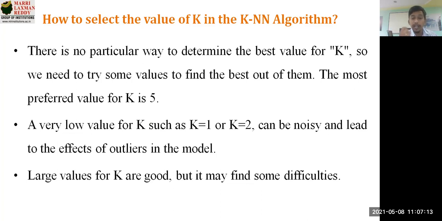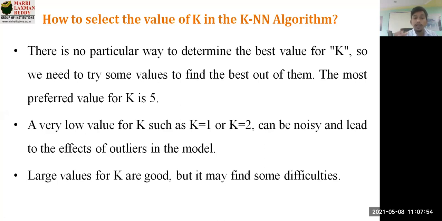Among these, why did I select the value of k as 5? There is no particular rule for why we should select 5, but you need to keep a trial: take k equal to 1, then k equal to 3, k equal to 5, and among these values, according to the input data set, whichever value of k gives you the best result should be selected. A very low value of k, such as k equal to 1 or 2, can be noisy and it can lead to some outliers.